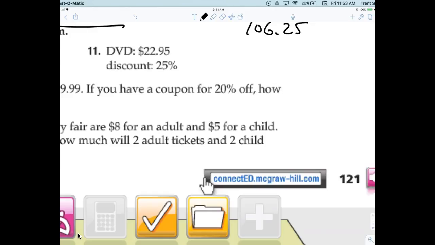Listen to what I'm saying now. It's embarrassing when you walk into a store and you can't tell me what you have to pay. If something on the shelf says 25% off, that means you only have to pay what? 75%. You only have to pay 75% of it. So all I have to do, Jesse, is do what?